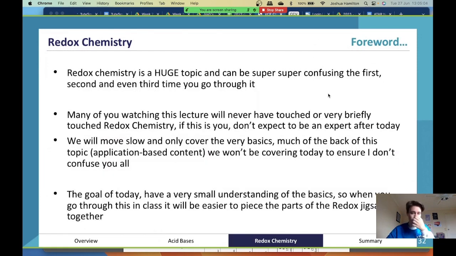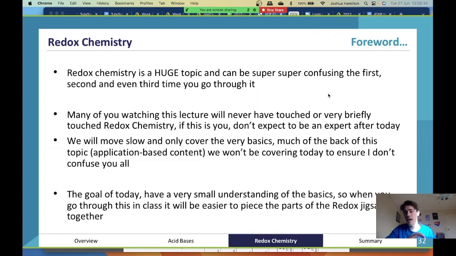So what is redox? Well, it's a huge topic, super confusing. Many of you watching this lecture will have never touched it, so don't expect to be experts after today. We're going to move really slowly, and we're only going to cover the basics. We're not going to go into any application-based stuff. That's going to be left for the next set of lectures in our spring lectures, because that'll be after you've already done redox, so we're going to go through some really complex application of it. Whereas today we just want to do the basics.